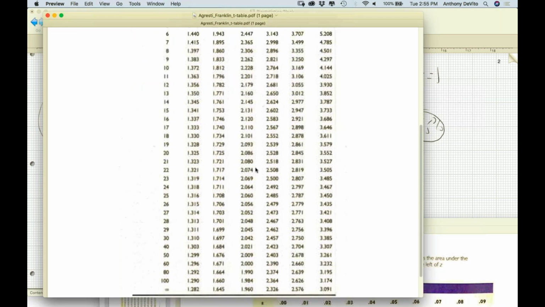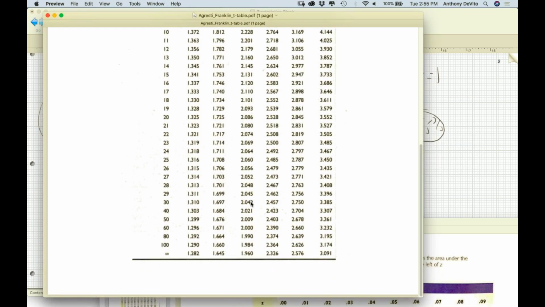If I had a sample size of 25, I would use this number. If I had a sample size of 30, I would use this one. What do you notice about these numbers as the sample size goes up? What do they get closer and closer to? 2.0, sample size 60, 2.0, sample size of 80, 1.99, sample size of 100, 1.984. How about a gigantic sample size? They call it infinity, but how about a super big sample size? It becomes the same as a z-score.